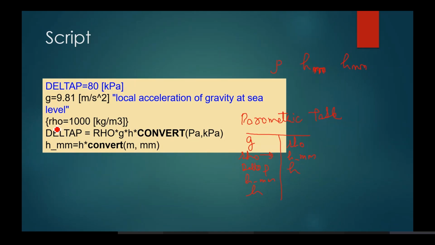For rho, I have already given the value of 1000. I want the software to consider rho as a variable. So in order to do that, I'll place it in curly brackets. Once I place it in curly brackets, software would consider rho as a variable, not as a fixed value. Clear enough? Is this clear? Yes sir. I would not have to do the same process for H or H mm. Why? Because I have not given any fixed value for H or H mm. Clear enough?